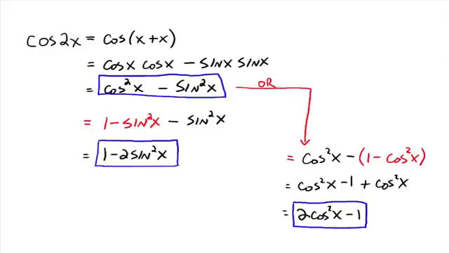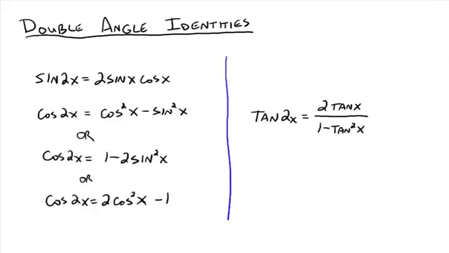So in summary, here we go. This is the first one, the second one. And from the second one, this is A, B, and C. Those are the three formulas. I'm going to add this other one over here, the tangent.